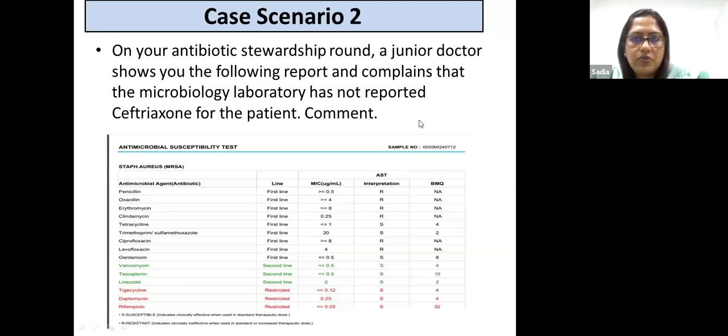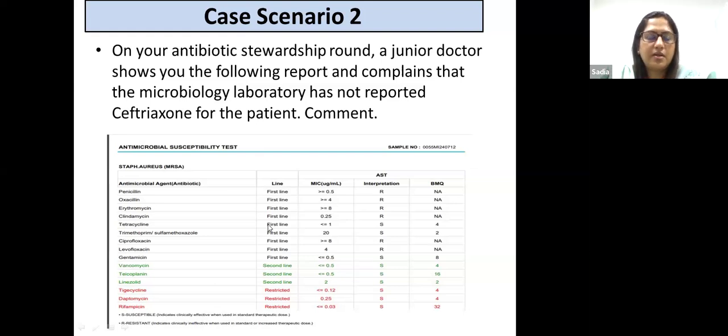Right. We also get this question frequently asked. We have a Staph aureus isolate, and the patient is already on ceftriaxone and you have not reported ceftriaxone. If you see this report, we have reported penicillin, which is resistant. We have reported oxacillin, which is resistant, and we have reported many drugs. Second line, first line, restricted, everything we have reported, but we have not reported the third generation cephalosporins, which are the workhorse of any hospital. So why didn't we report it for Staph aureus?